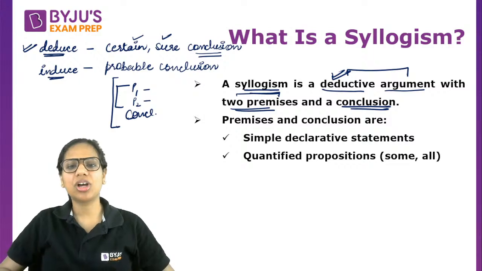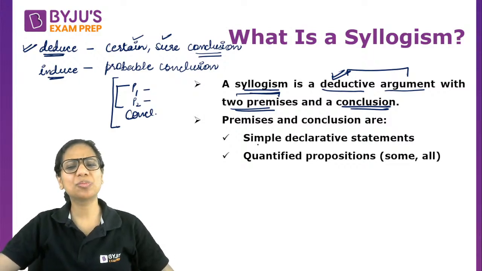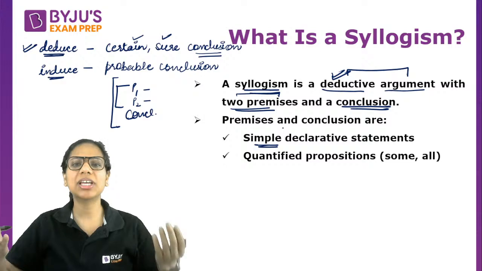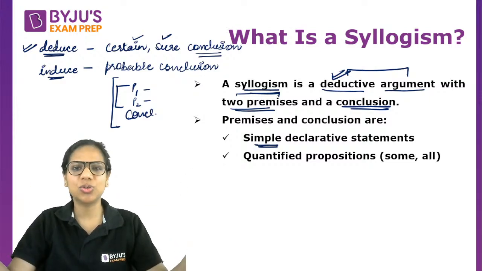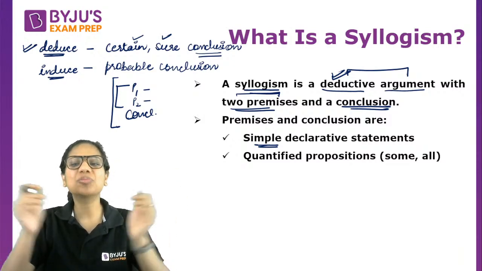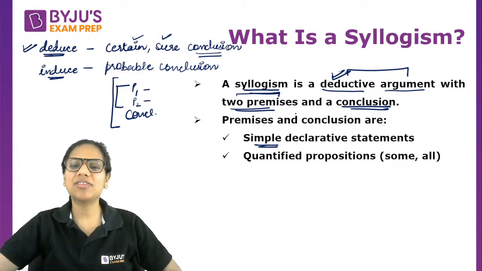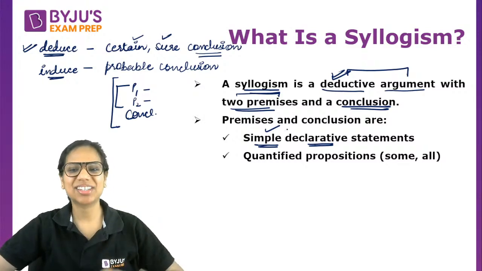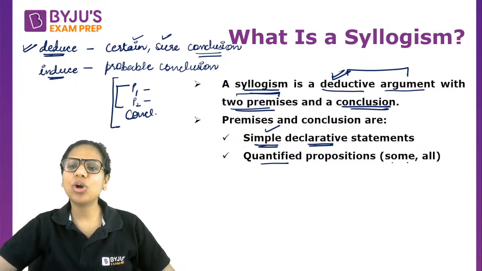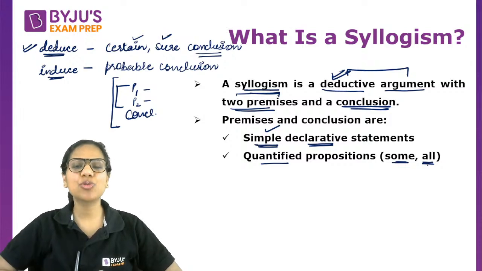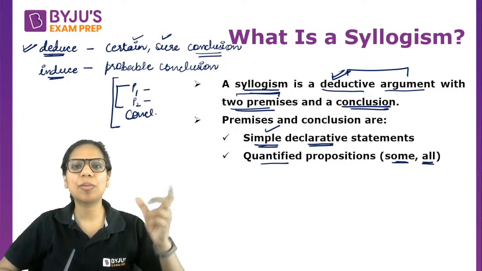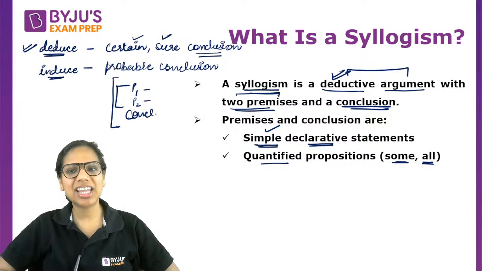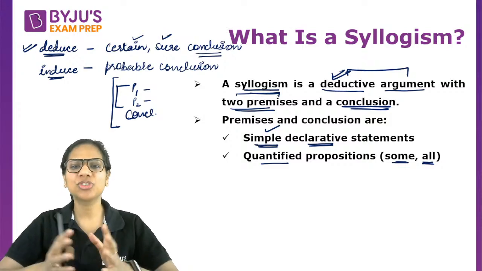So now, the premises and the conclusion are very simple statements. They are not as complex as the sentences in our real lives are. For instance, all roses are red. I'm just giving an example here. I'll come to the premises in detail. So they are very simple statements that assert something, that declare something, and they have quantifiers attached to them. Quantifiers like some, all, no. We'll see those quantifiers also shortly.